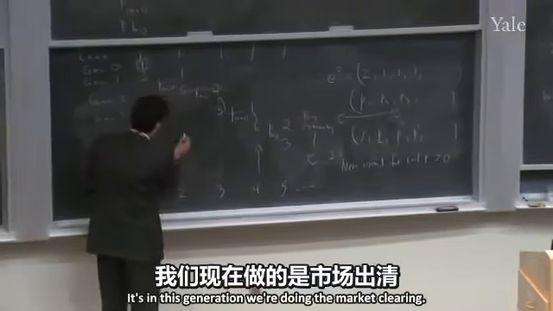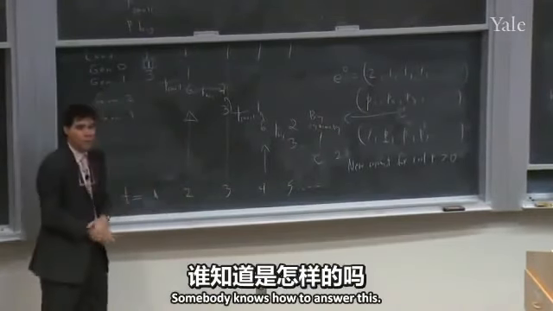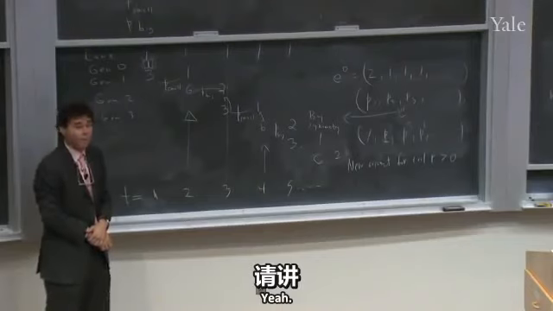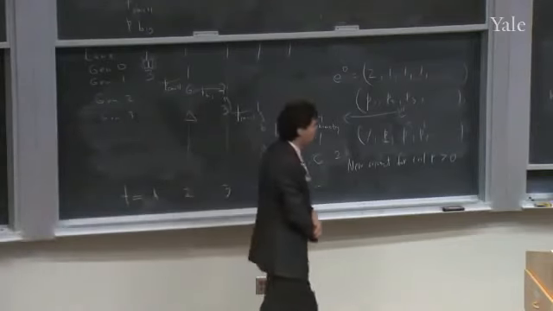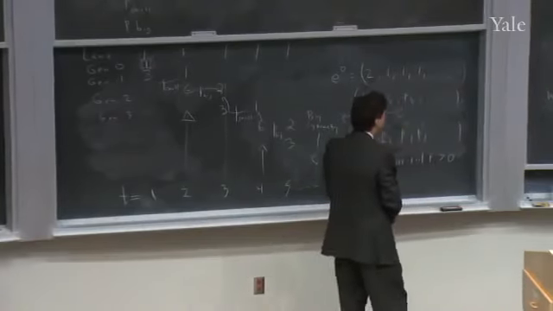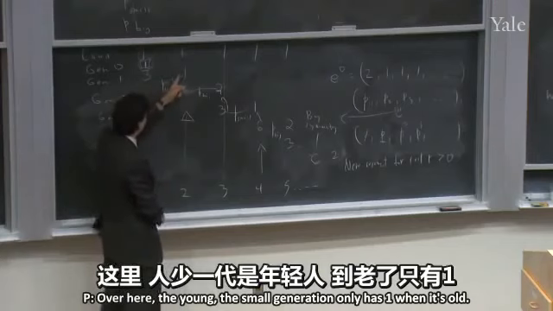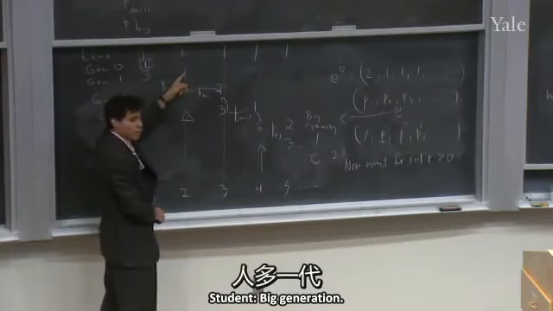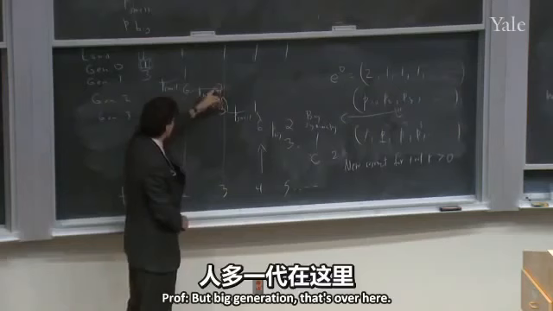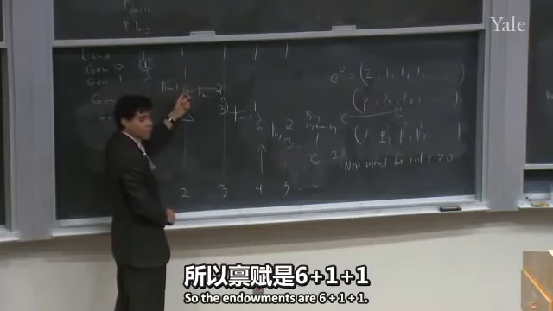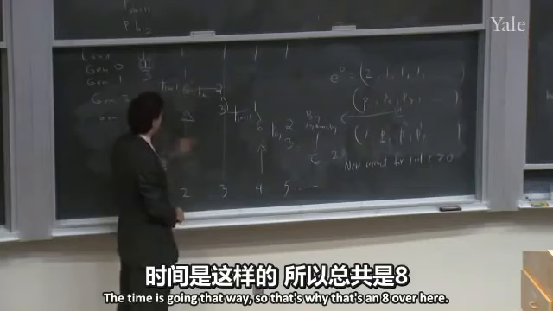In this generation we're doing the market clearing. Somebody knows how to answer this. Don't they have 2 when they're old as well? So 2 times 3 plus 2. Over here, the small generation only has 1 when it's old. Big generation, but that's over here. We're clearing at this time period. So there's a bunch of young guys and just a few old guys. Oh, okay. So the endowments are 6 plus 1 plus 1. The time is going that way.